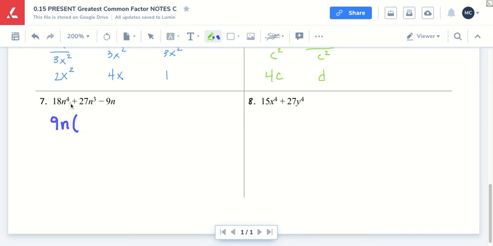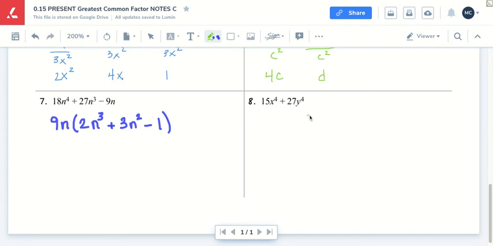So 18n to the 4th divided by 9n. 18 divided by 9 is 2. And n to the 4th divided by n, subtract the powers, we would get n cubed. Next up, I've got 27n cubed divided by 9n. So 27 divided by 9 would give me 3. And n cubed divided by n would be n squared, subtracting the powers again. Then I've got 9n divided by 9n. So 9 divided by 9 is 1. N divided by n is also 1. So that just turns out to be 1. This would be my factored form.